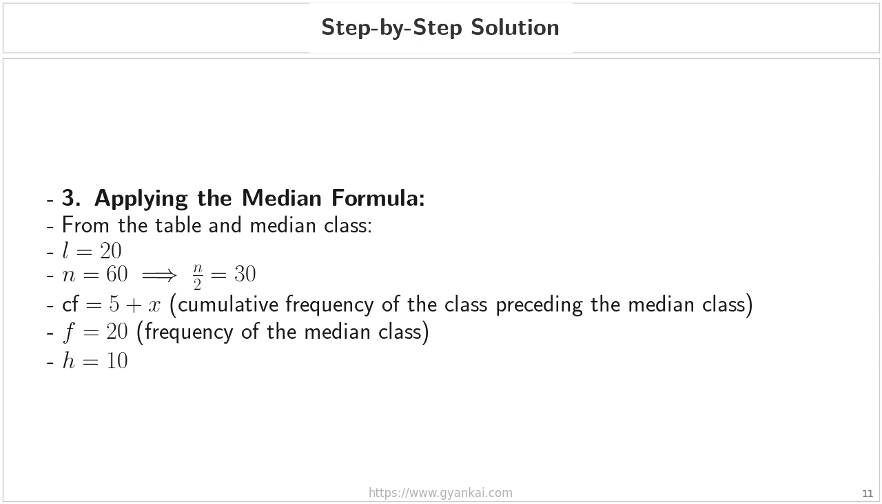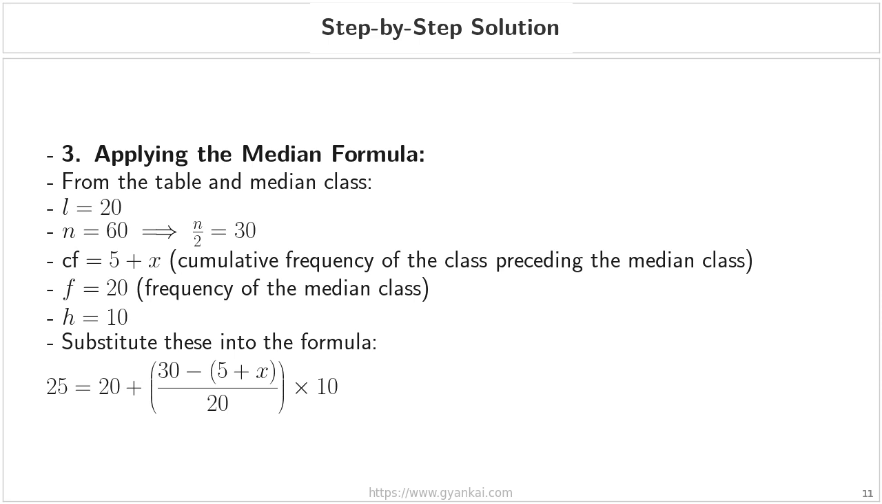Now be very careful here, this is a common place for errors. We need CF, which is the cumulative frequency of the class preceding the median class. Looking at our table from the previous slide, that value is 5 plus X. Then we need F, the frequency of the median class itself, which is 20. Finally, our class size, or H, is 10, since the intervals increase by 10 units each time.